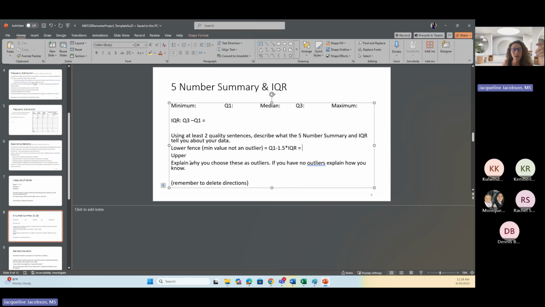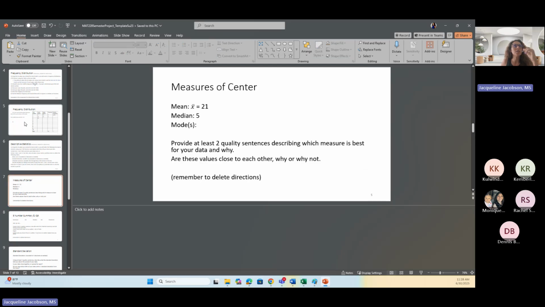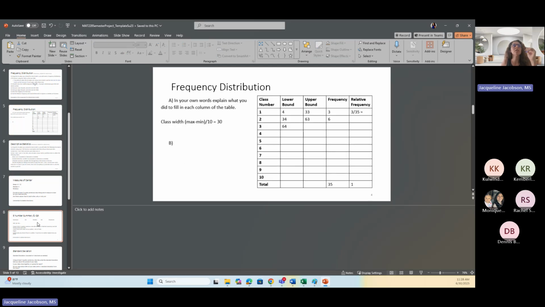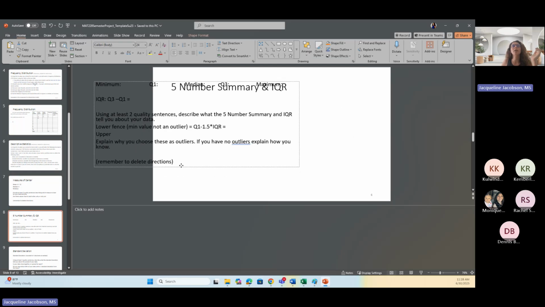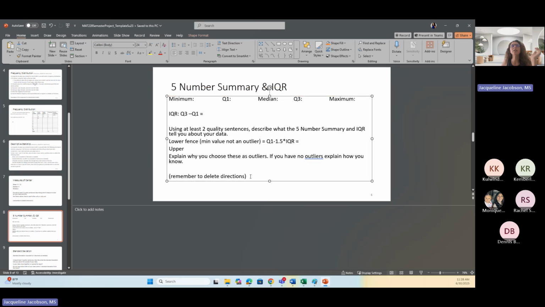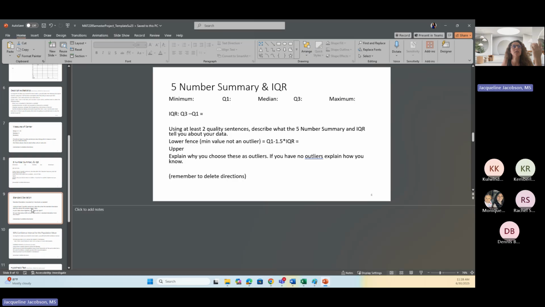Show me the calculations. Plug in your numbers. Then, do you have any values outside of that? If so, what are they? Are they outliers? How are they affecting your distribution? Do they support what you said here of skewness? Why or why not? Talk about it. Do not leave instructions. Explain why you chose these as outliers. Explain how you know. What do the outliers do? Talk about them. It's a project.